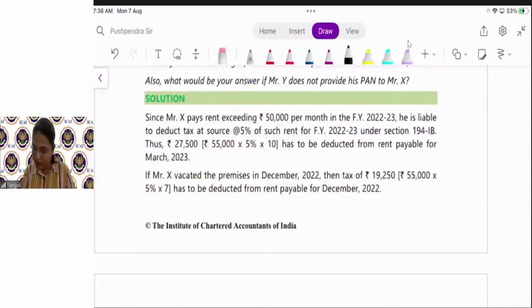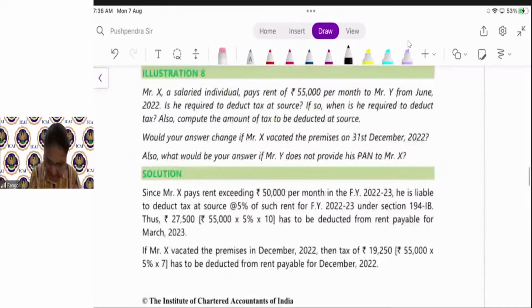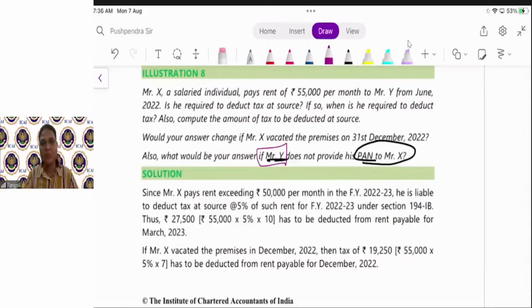Okay. So Sushil, your doubt is here, my dear friend, Mr. Y needs to provide his PAN to Mr. X, not Mr. X. Here, the recipient of rent is Mr. Y, not Mr. X. So if Mr. Y does not provide his PAN to Mr. X, then Mr. X will deduct TDS at 20% from last month of rent. Is that clear? Yes, Mohammed, the 194 IB is applicable when the payment is made to a resident.